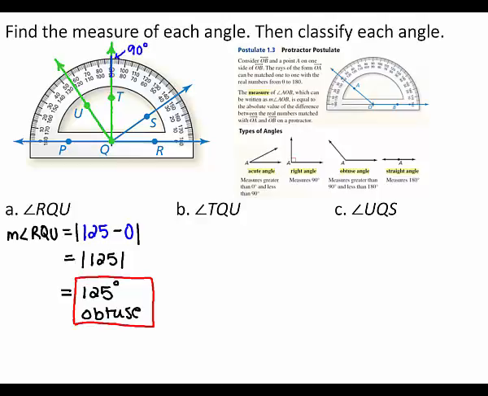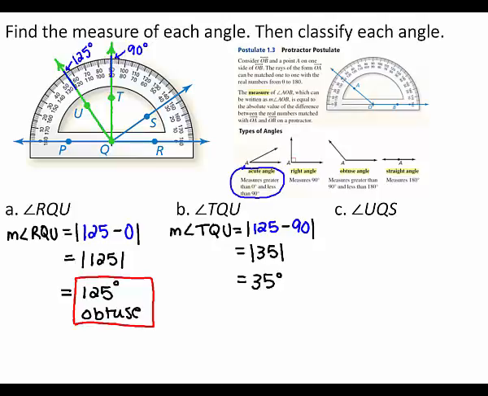In Part B, to find the measure of angle TQU, first locate angle TQU on the diagram. Now, ray QT lines up with 90 degrees on the protractor, and ray QU lines up with 125 degrees on the inner scale of the protractor. So, by the protractor postulate, the measure of angle TQU is equal to the absolute value of 125 minus 90. When you simplify, 125 minus 90 gives you 35, and the absolute value of 35 is 35. So, the measure of angle TQU is 35 degrees.